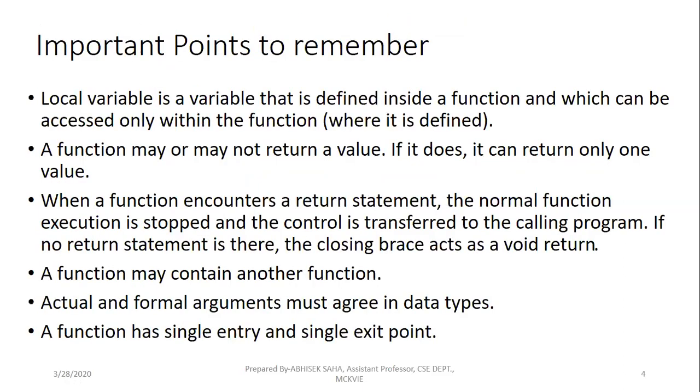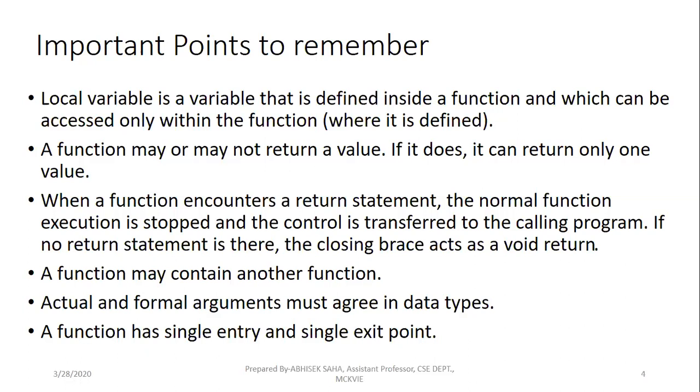Understood? So a local variable is a variable which is defined inside a function and which can be accessed only within the function where it is defined. A function may or may not return a value. If it returns a value, it can return only one value. It cannot return more than one value at the same time. That is a very important point.